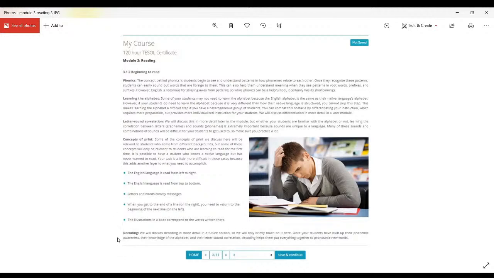Okay, lastly is decoding. We will discuss decoding in more detail in a future section, so we will only briefly touch on it here. Once your students have built up their phonemic awareness, their knowledge of the alphabet, and their letter-sound correlation, decoding helps them put everything together to pronounce new words.